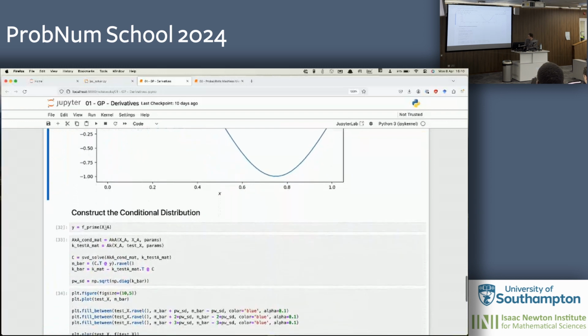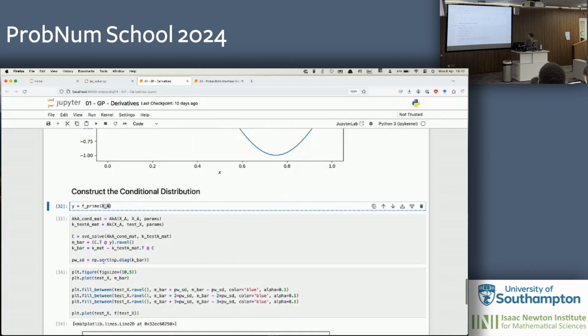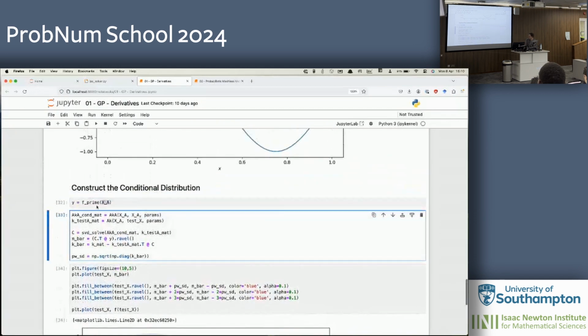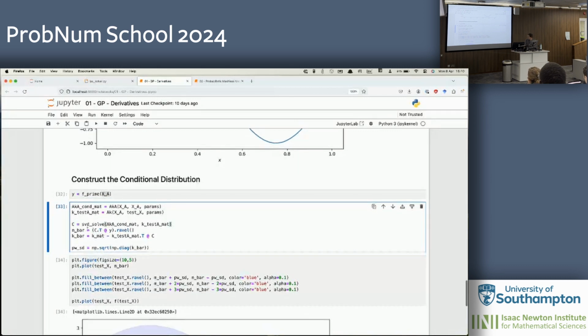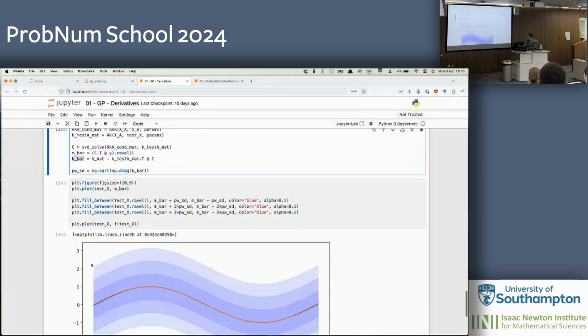Now we can construct the conditional distribution. This is the data that I'm going to condition on: I'm just evaluating the derivative of this true function on the locations xa. Then we have a tiny amount of code to write. Because this AutoDiff software is taking care of computing these matrices for me, I just have to build the matrices and compute the solution to a linear system, again using a singular value decomposition, to get both my posterior mean, m bar, and my posterior covariance, k bar. That's what's plotted at the bottom.